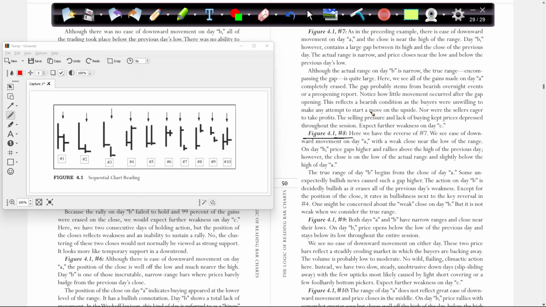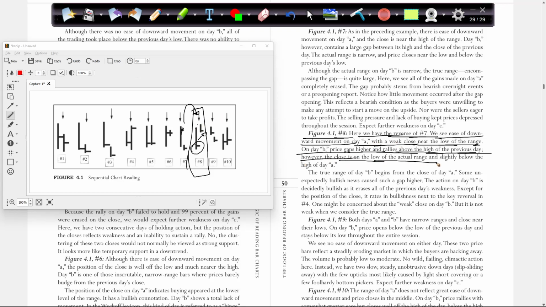Now figure 4.1 number 8. Here we have the reverse of number 7. We see ease of downward movement on day A with a weak close near the low of the range. Here on day B, price gaps higher and rallies above the high of the previous day. However, the close is on the low of the actual range and slightly below the high of day A. True range of day B begins from the close of day A.